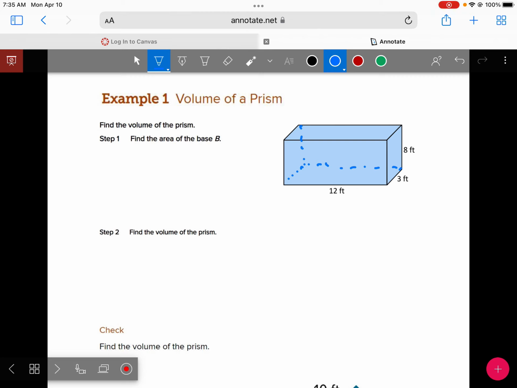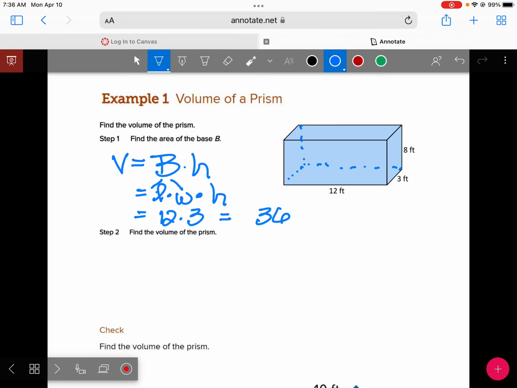Length times width. So volume equals capital B times H. Area of the base times the height. Your base is a rectangle. So that is length times width times the height. Length is 12. Width is 3. So the area of the base is 36 feet squared.